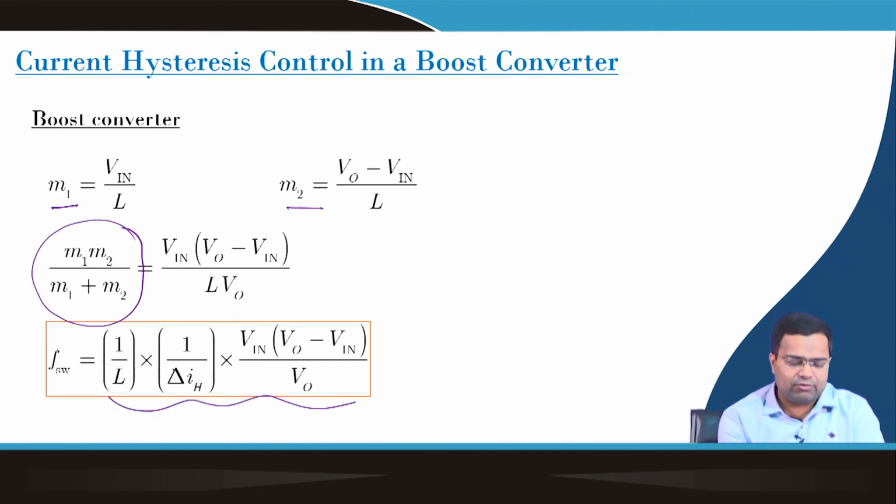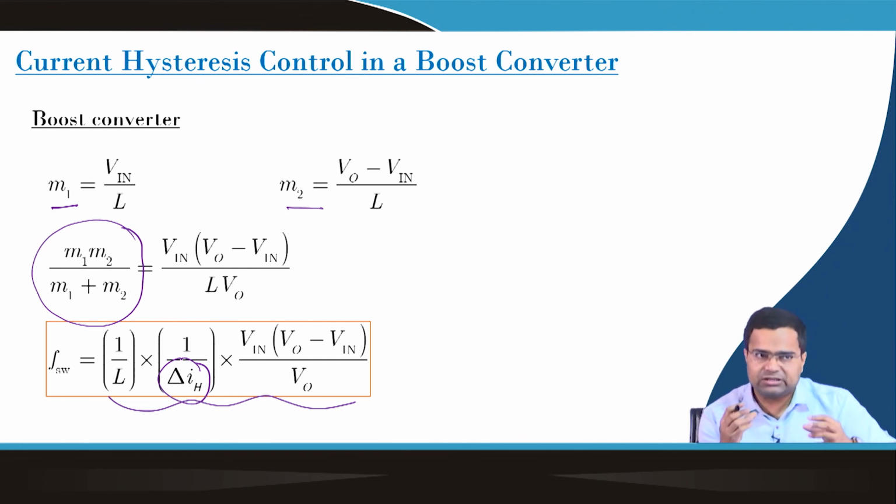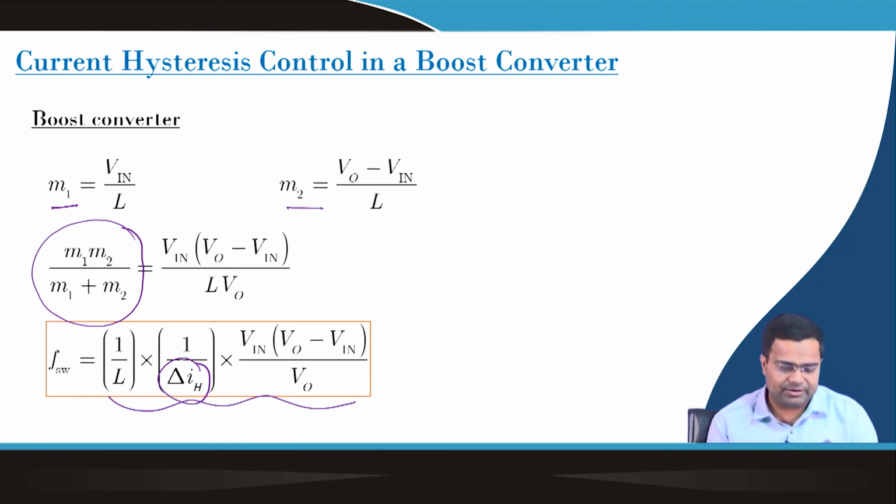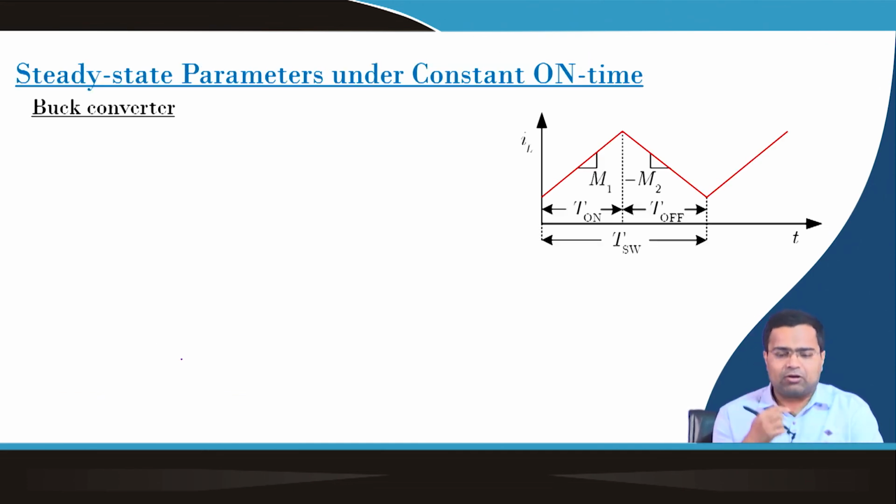So, if we want to regulate the switching frequency, the only parameter that is in our hand is the hysteresis band. If we adjust the hysteresis band, then we can keep the switching frequency constant, or we can program it according to our requirement.